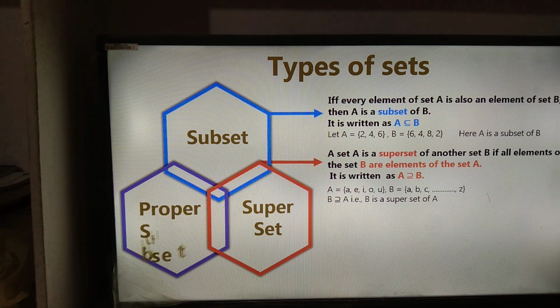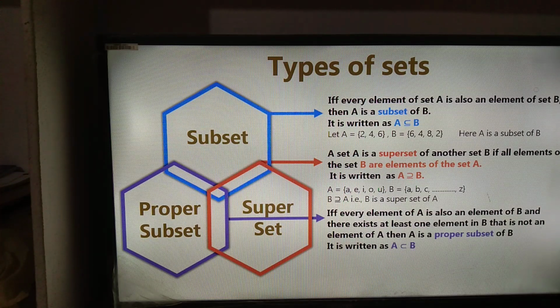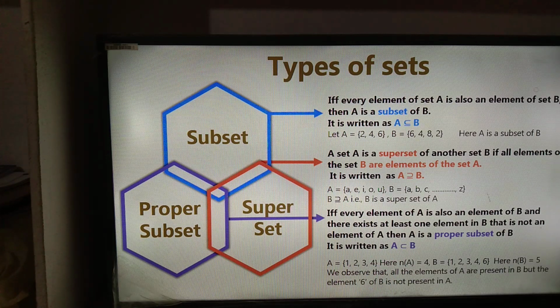Now coming to proper subset. If every element of A is an element of B, and there exists at least one element in B that is not an element of A, then A is a proper subset of B. It is written as A ⊂ B. See children, A = {1, 2, 3, 4}, here n(A) = 4. B = {1, 2, 3, 4, 6}, here n(B) = 5. If you observe, element 6 is the extra one. All the elements of A are present in B, but the element 6 of B is not present in A. That type of sets are called proper subsets.